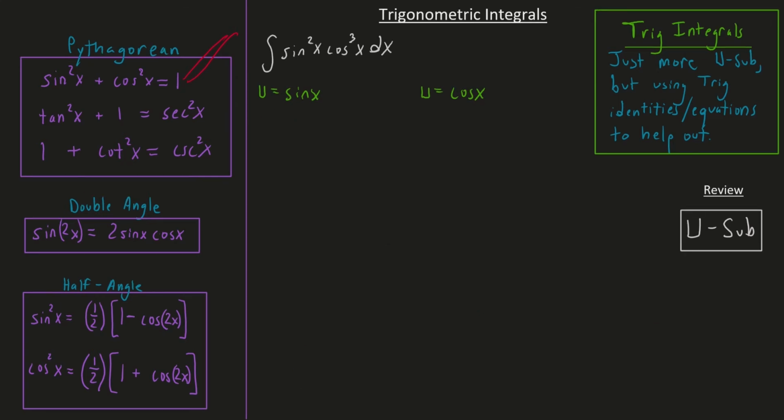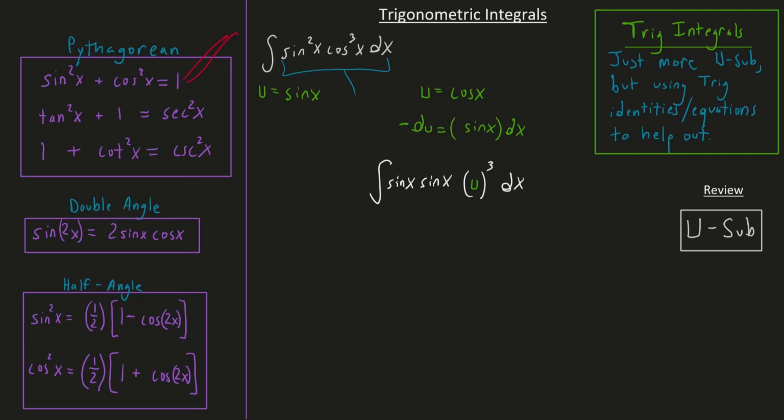Now let's pretend for a minute that I made my u choice as cosine instead of sine. Well, let's see how well that would work out. Well, if I take the derivative of my u, I get negative sine. So I need to be able to find a negative sign in this equation somewhere. Well, there's no negative sign in our equation, but that's no problem. I can just multiply both sides of my derivative step here to get that negative to the other side. Okay, so now I just need to be able to find a sine in my equation here, and we have two of them.